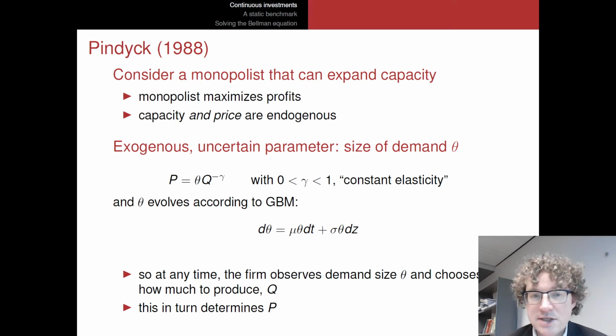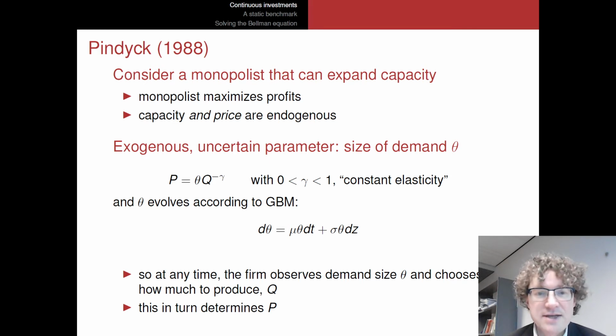And in particular, this functional form of demand is known as constant elasticity demand. And this gamma actually plays a role, and you might want to verify this, it plays the role of the inverse elasticity of demand here. So what is theta doing here? So theta is going to be essentially a demand shifter.